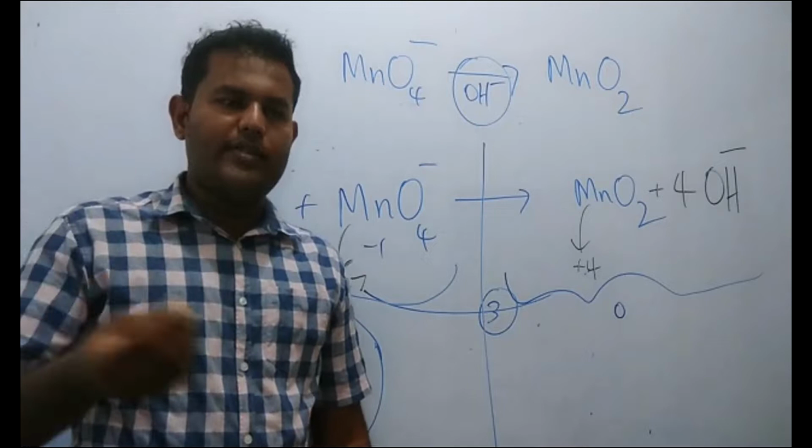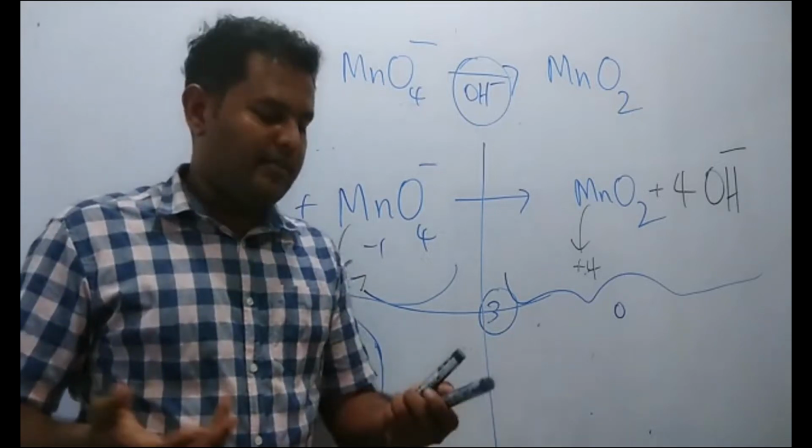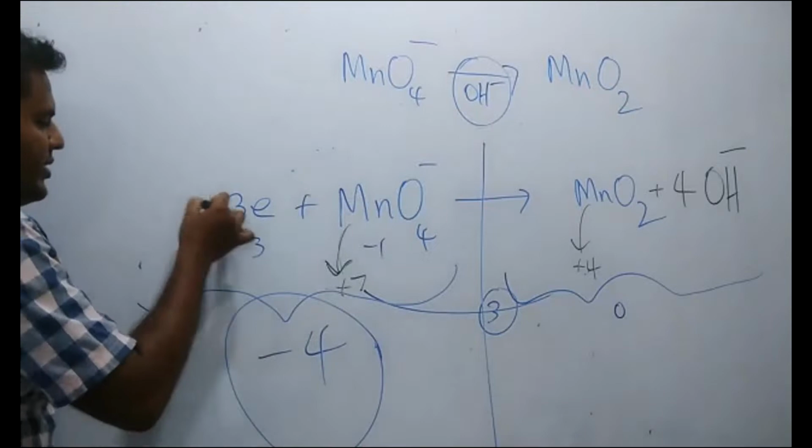Add water, this is the method. For 4 hydrogens, we have to add 2H2O.